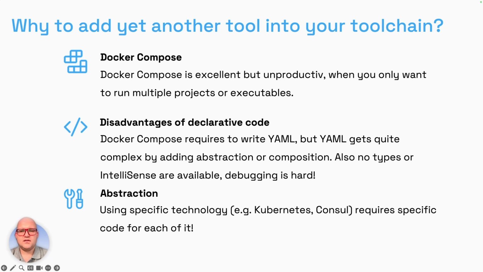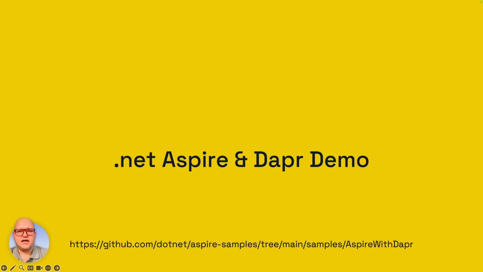So to bring this to an end, the reason why we want to add Dapr and .NET Aspire together is the kind of abstraction that it brings. If we don't use .NET Aspire, we mostly need to write specific code for specific technologies. If we want to use Kubernetes or Consul, we need to write different things than if we use other technologies. This is where .NET Aspire simply steps in. In the next few minutes, I will guide you through the .NET Aspire demo, and we'll combine this with Dapr within this demo.